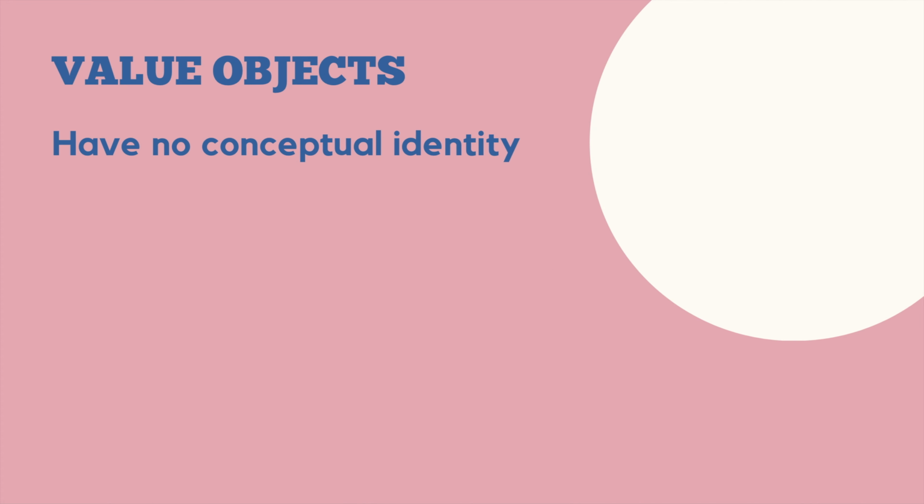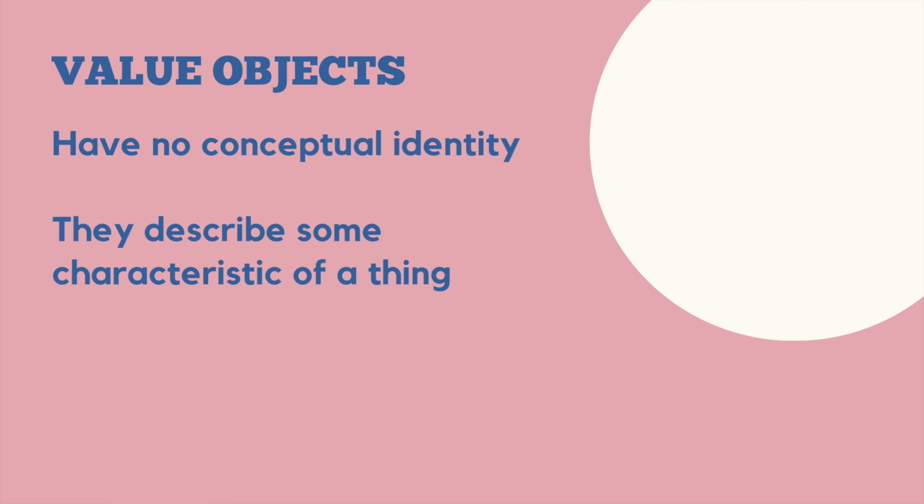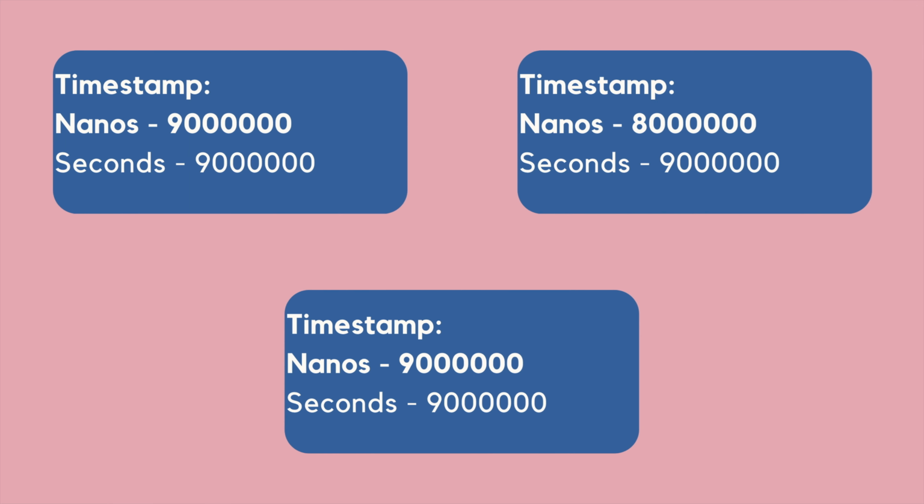Unlike entities, they have no conceptual identity. We'll see an example of that. They describe some characteristic of a thing. It will be more of a description of something else most of the time. So let's look at this example here. We have 3 different timestamps. A timestamp has nanos and seconds. So we'll look at these 3.